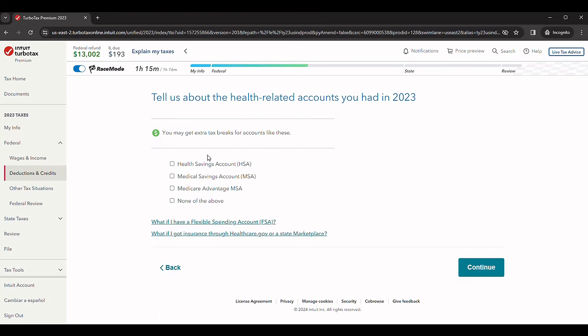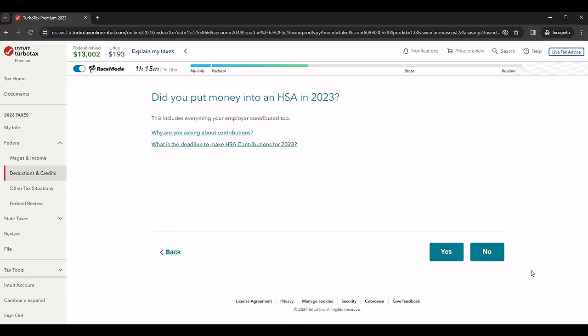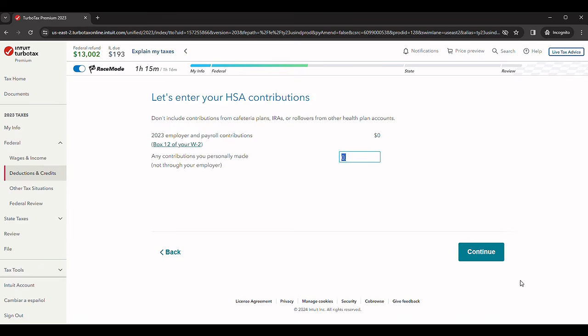HSA. Okay, they're asking about these. Just say HSA. Did you use your HSA to pay for anything in 2023? Let's just say no. We did not inherit the HSA. Okay, fine. We put money into HSA. Okay.